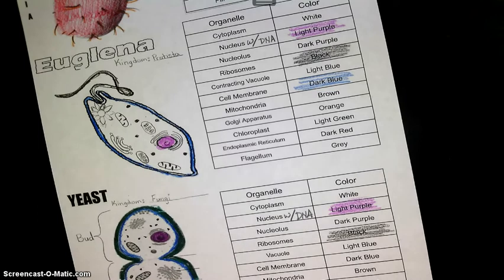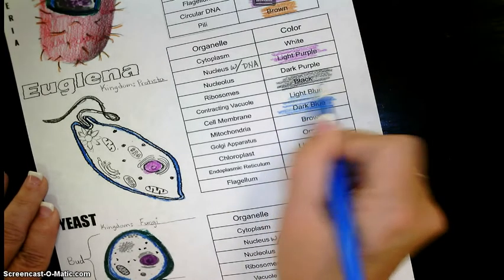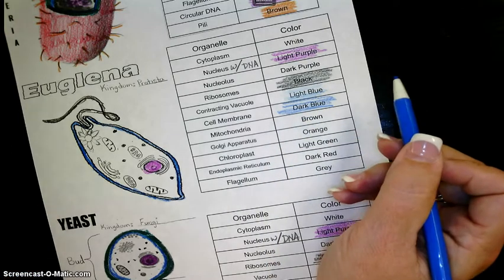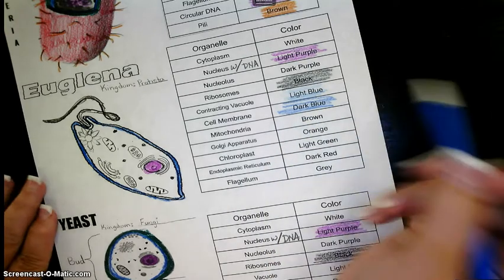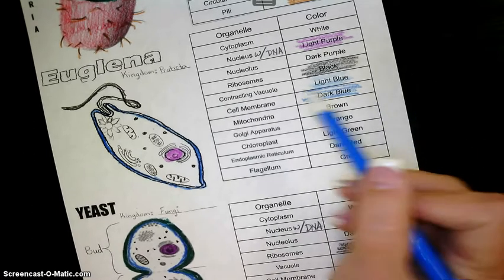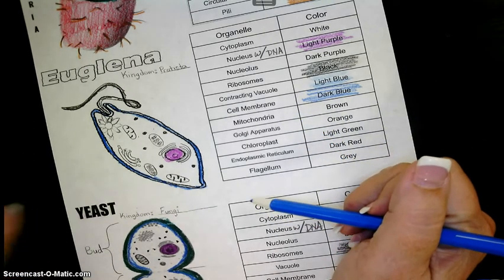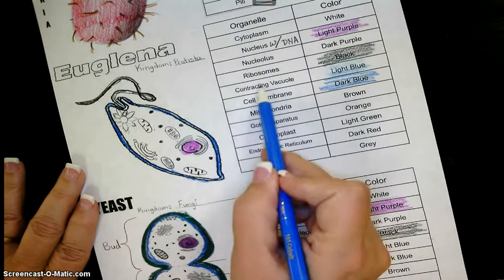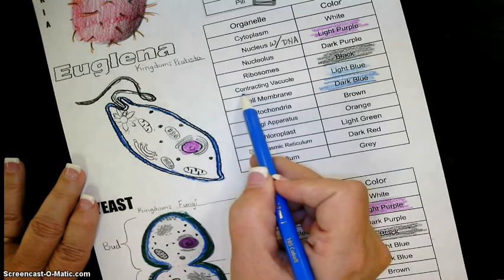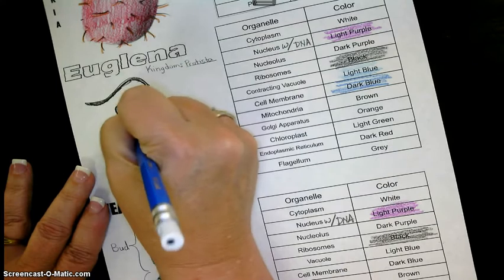Next, we're going to get a light blue. And if you don't have but one blue, you can just color it not very dark, very lightly. We're going to be looking at the vacuoles. Now, all of these organisms in the eukaryotic have vacuoles. This one in the euglena is a little bit different. It says it's a contracting vacuole, meaning it gets smaller and larger.